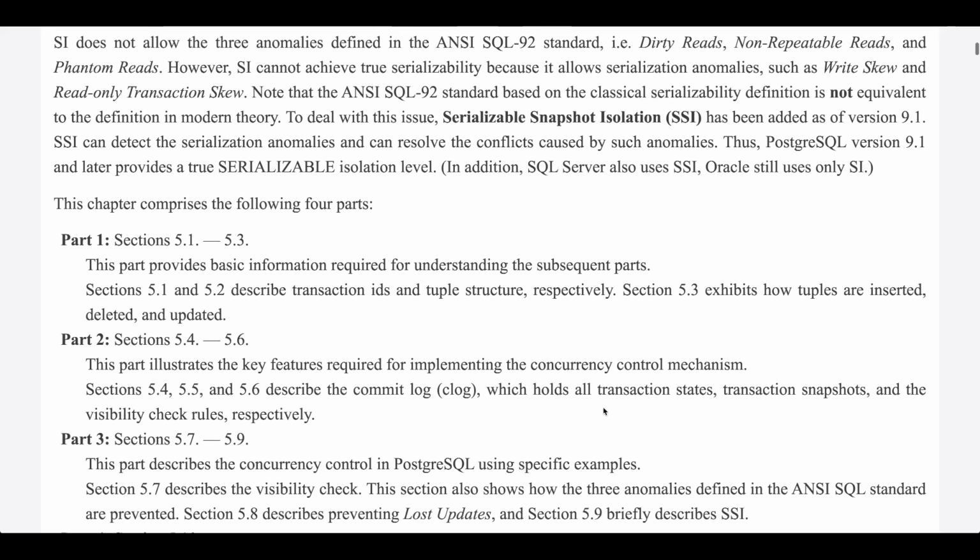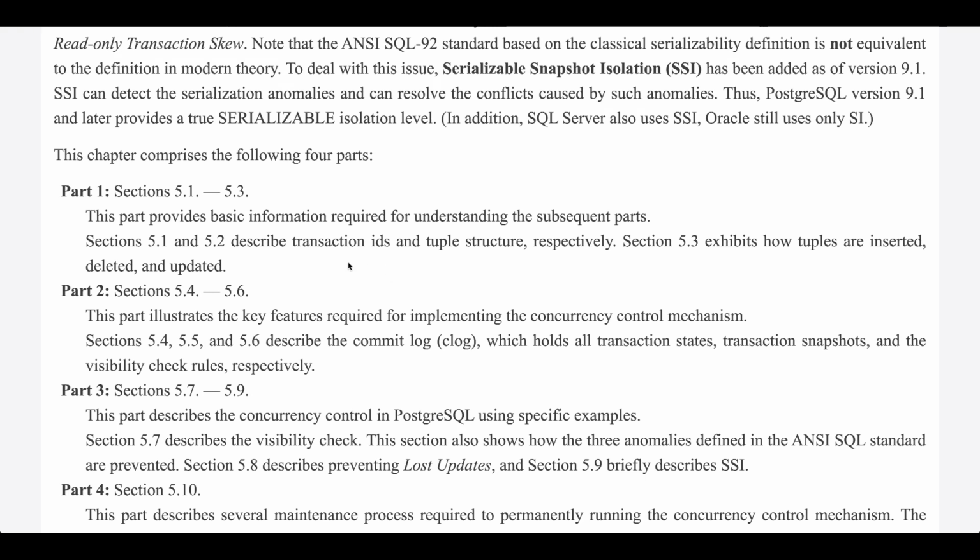This chapter comprises the following 4 parts. Part 1. This section provides basic information required for understanding the subsequent parts. Describes transaction IDs and tuple structure, and how tuples are inserted, deleted, and updated. Part 2 describes the commit log, clog, which holds all transaction states, transaction snapshots, and the visibility check rules.